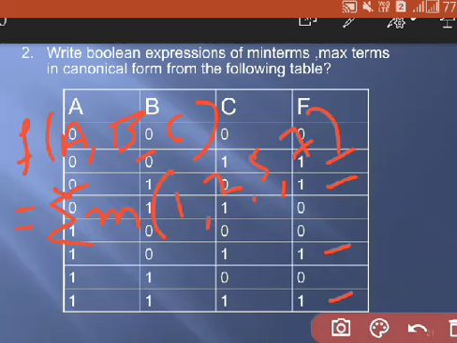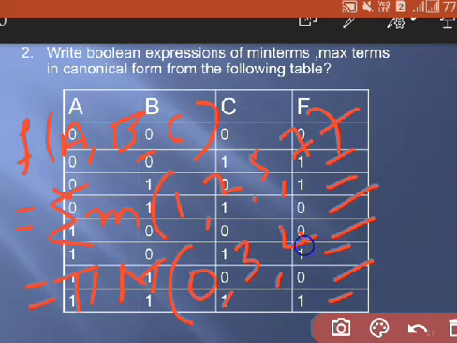So this is the expression for standard canonical SOP form, summation small m of 1, 2, 5, 7. And you can also write the POS form, pi capital M of. For writing the expression in standard product of sum form, what you need to consider? You need to consider for which input row you are getting the function as 0. That means for capital M0, M3, M4 and M6. So capital M of 0, 3, 4, 6.